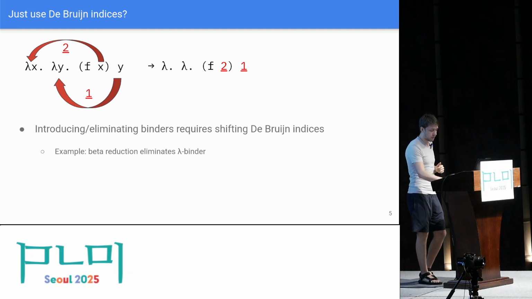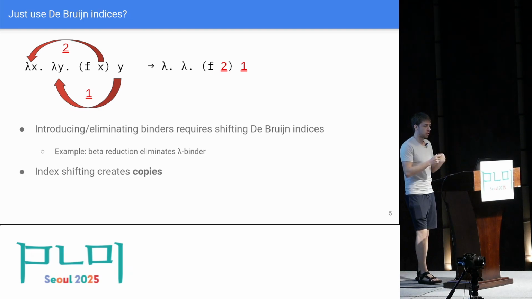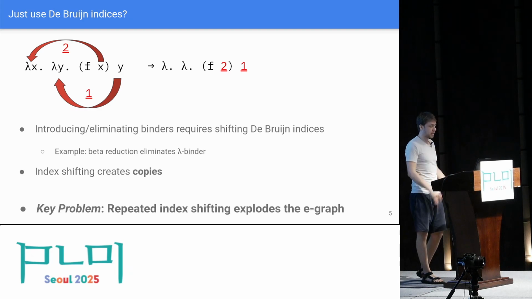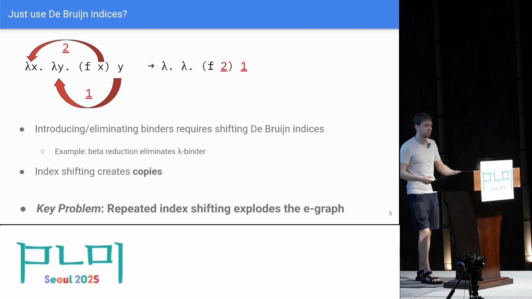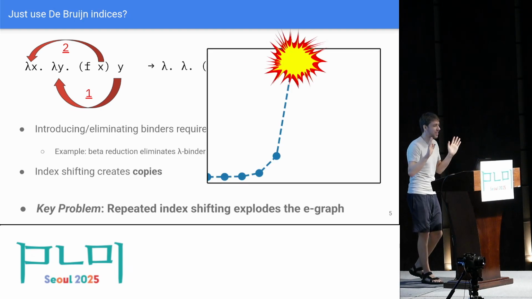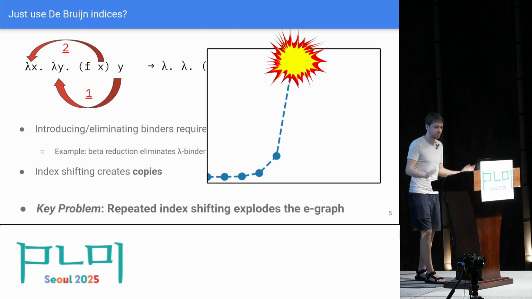And that's a problem because this index shifting, this correcting of the De Bruijn index, is again creating a copy, because it's really similar to a variable rename that we've just seen before. So it doesn't really solve the problem that we had. And that's the key problem. If you repeatedly do index shifting because of the rules, you explode the e-graphs the same way, and it looks like this. That's the problem we want to solve.